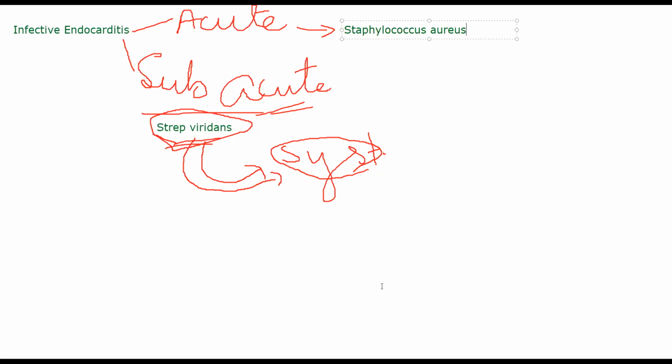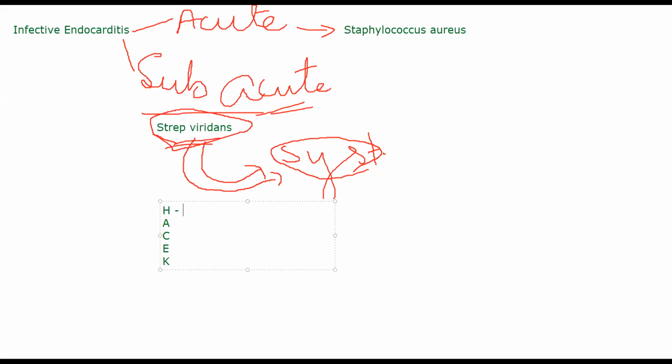For subacute, there are a few more causative agents. They come under the HACEK group. I'll put it like this: HACEK. These are all gram-negative bacteria. They are generally present in your oral cavity. They live as commensals, but whenever someone's immunity is low or they have some other predisposing condition, these people will cause a problem.